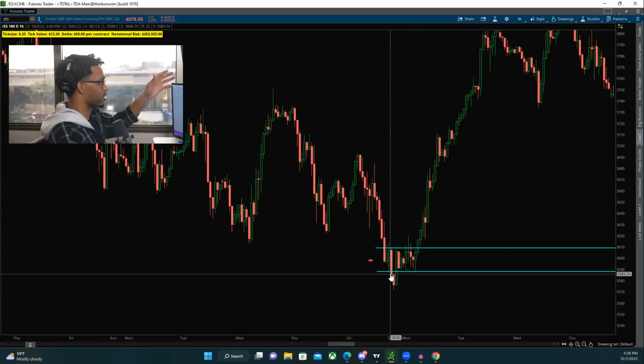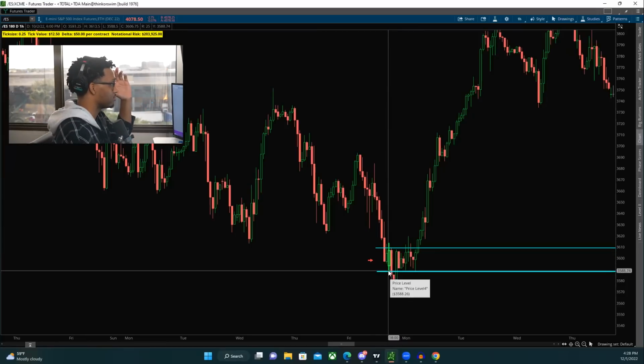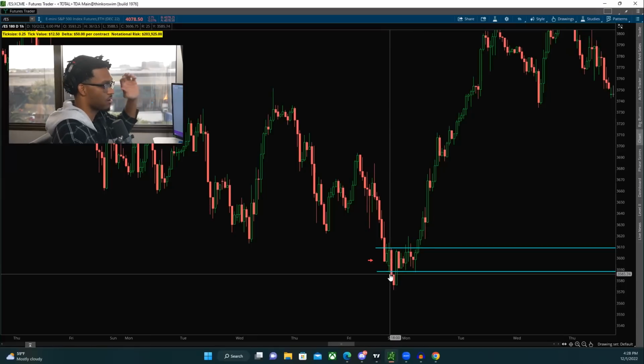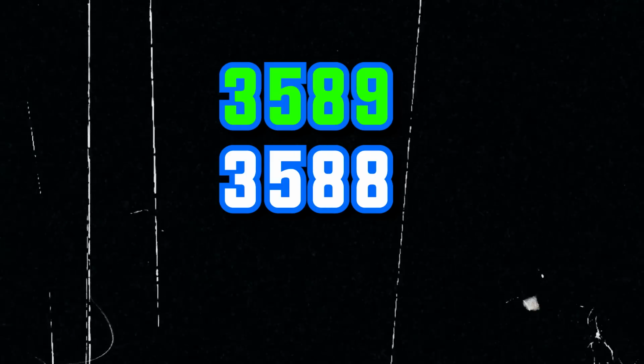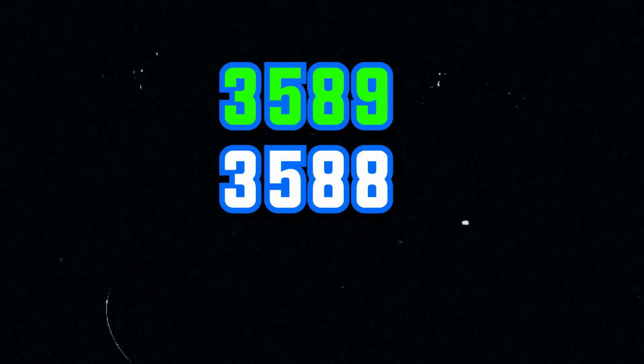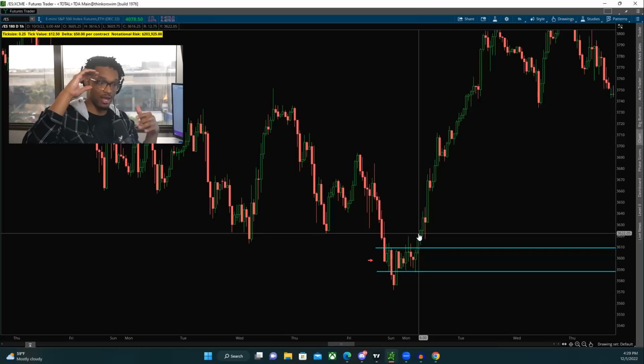But what happens with futures is that if I buy at 3588, for ES, right? We're going to talk about what we trade as well. But if I buy at 3588, I don't care how much it chops. It gets chopped for the next 3 weeks. If it goes up to 3589, I will be green. If it goes down to 3587, I will be red. But if I'm above my entry point, I'm green. If I'm below my entry point, I'm red, right?